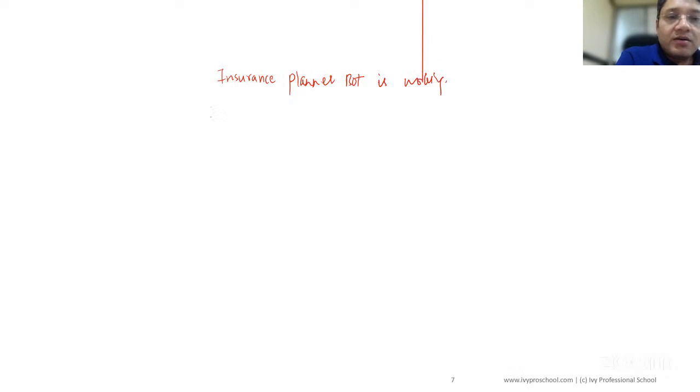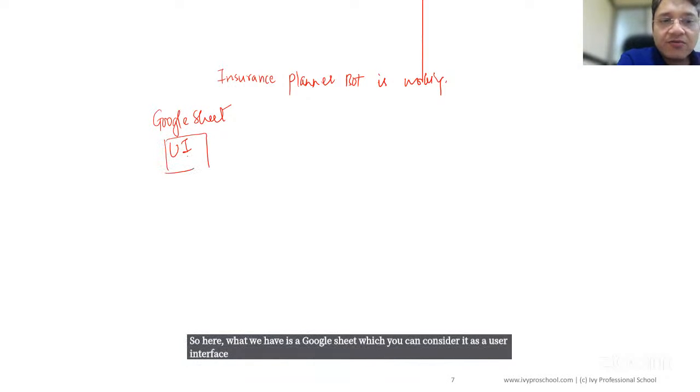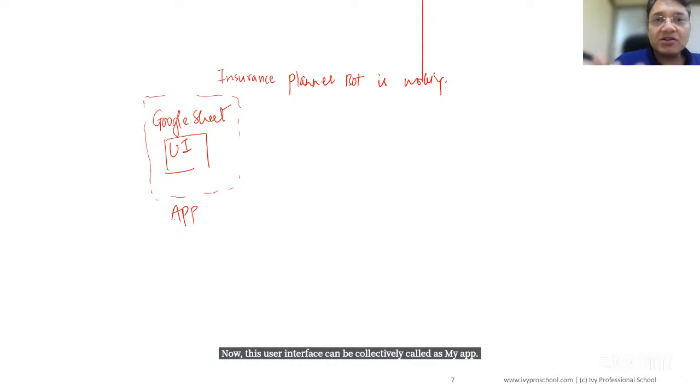So here, what we have is a Google Sheet, which you can consider as a user interface, which has some kind of menu and data collection sheet and so forth. Now, this user interface can be collectively called my app, right? Because this is what is shown to the user.